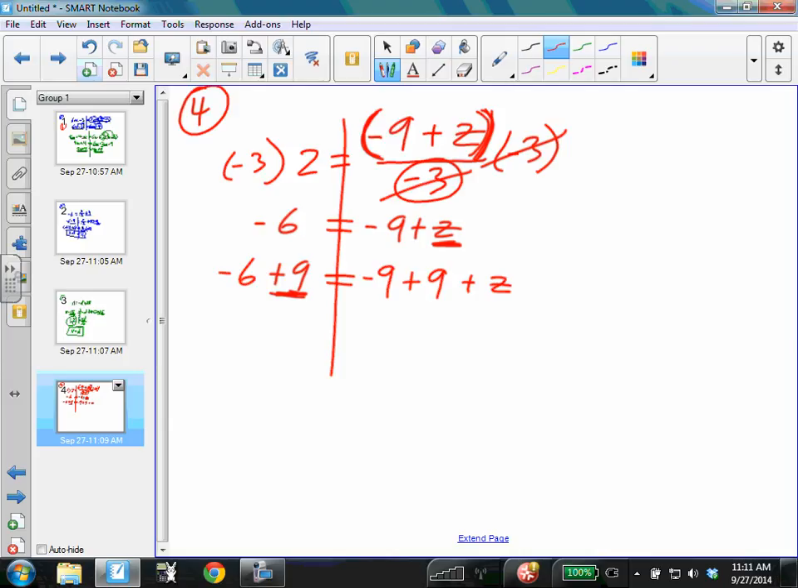And on the left, negative 6 plus 9 makes 3, and on the right, negative 9 plus 9 will cancel, and so we just get z. So 3 is equal to z, or z is equal to 3. Right? You could write that either way. Okay, let's look at number 5.